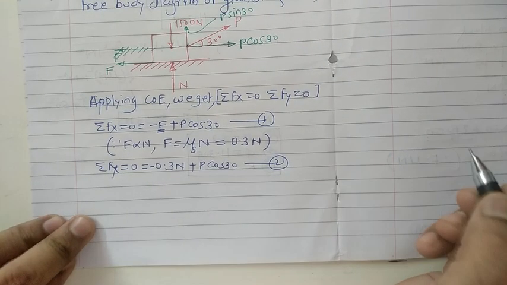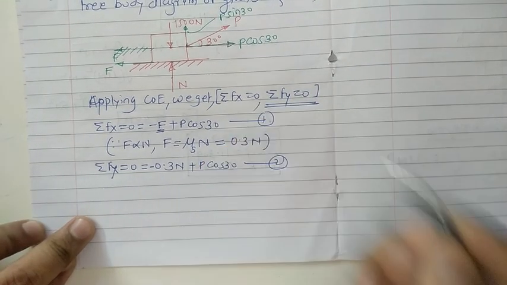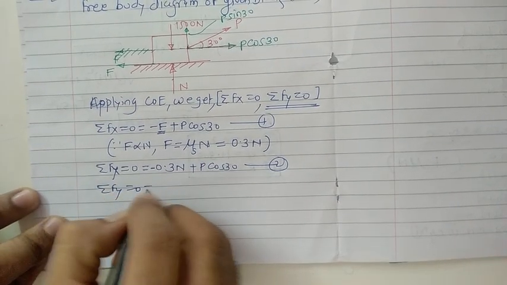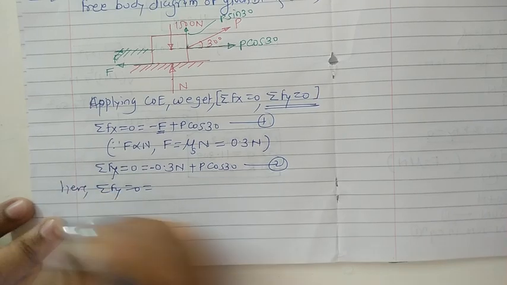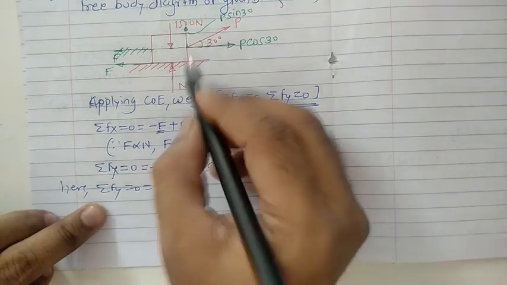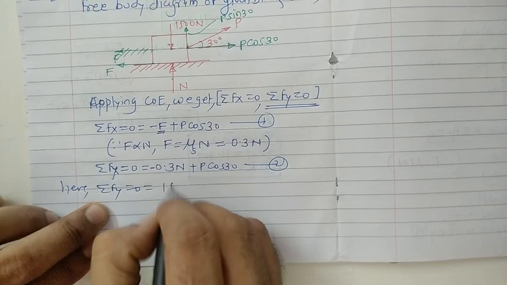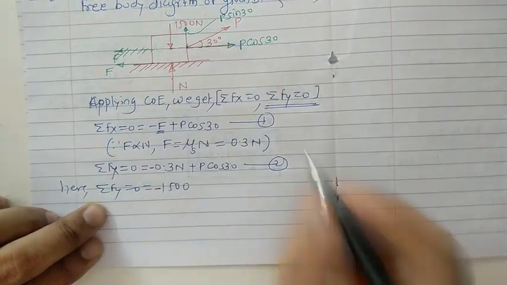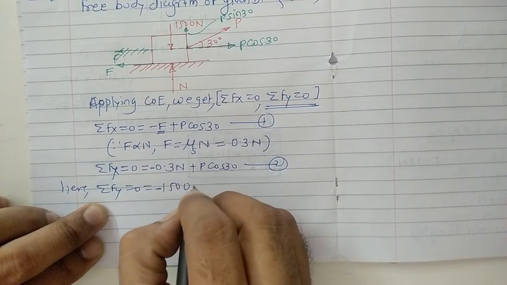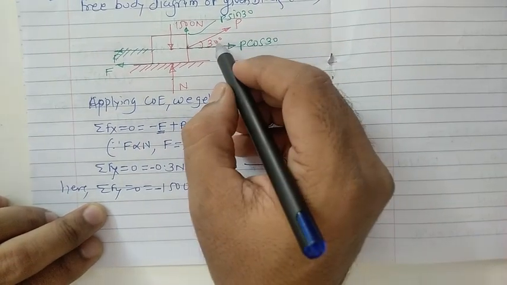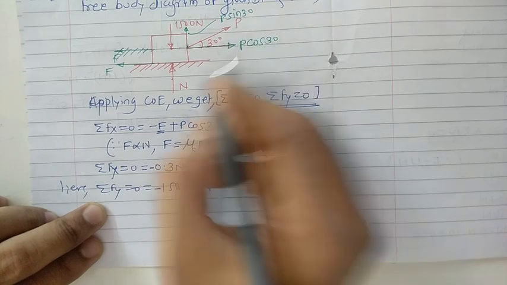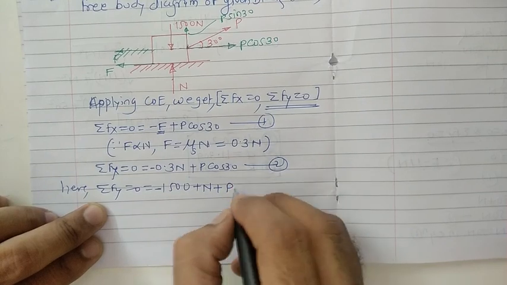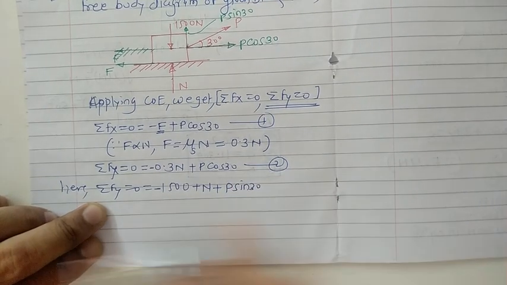Now move towards the next equation, that is summation of Fy equal to 0. What about the vertical forces? Focus here. 1500 acts in the vertical downward direction with the minus sign. N acts vertically in the upward direction with the plus sign. The next force with us is P sin 30, vertically in the upward direction. So consider this force as positive, P sin 30 in this way.